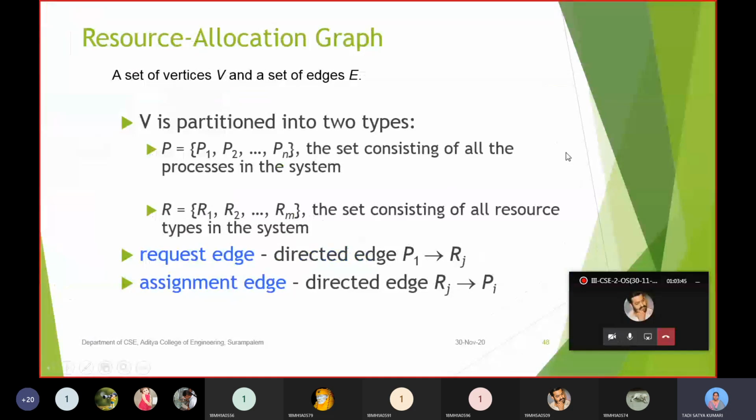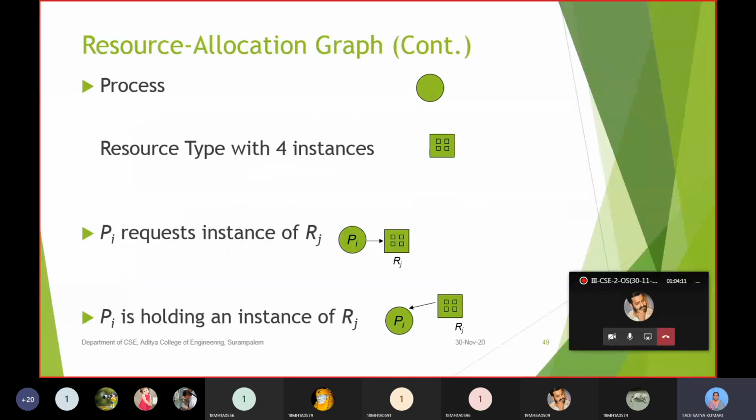Whatever edges you have in the resource allocation graph, all of them are directed edges. Two types of edges are there: request edge and assignment edge. We call an edge a request edge when it is from a process to a resource, and an assignment edge when it is from a resource to a process. We'll see a diagrammatic representation of this resource allocation graph.